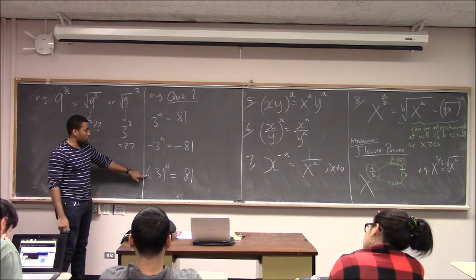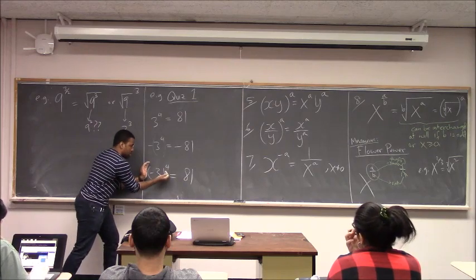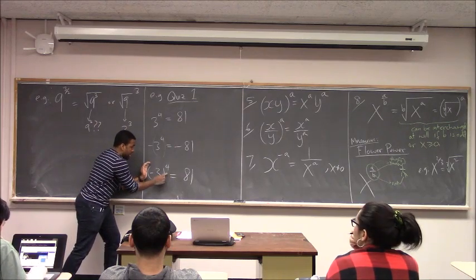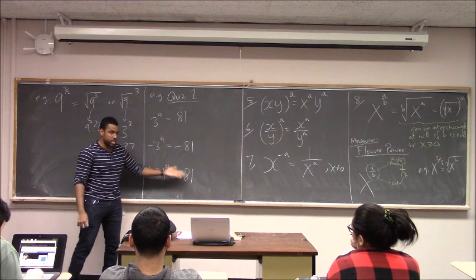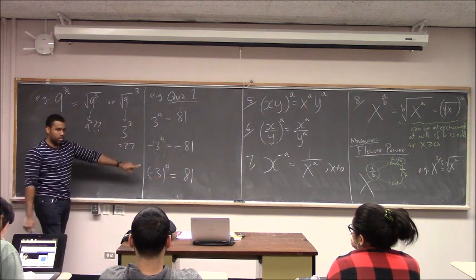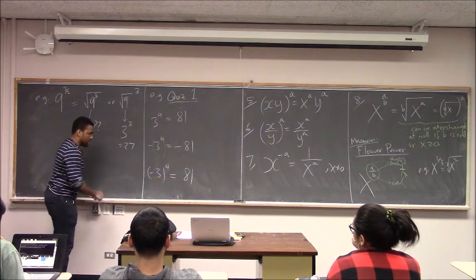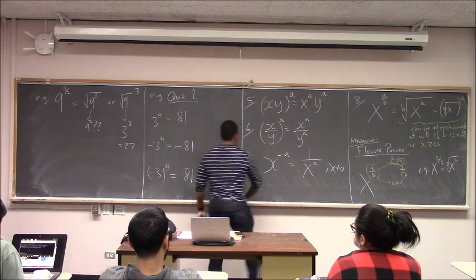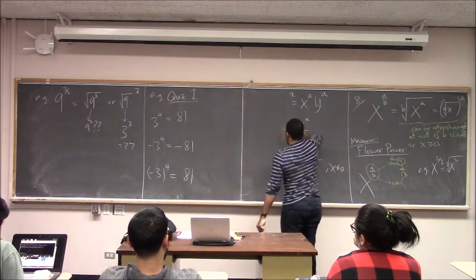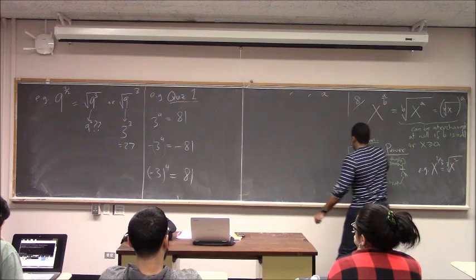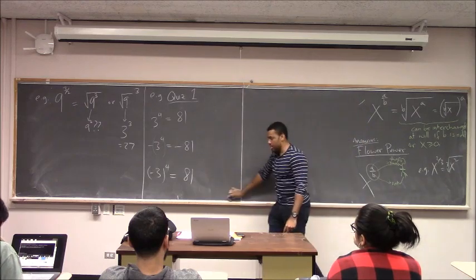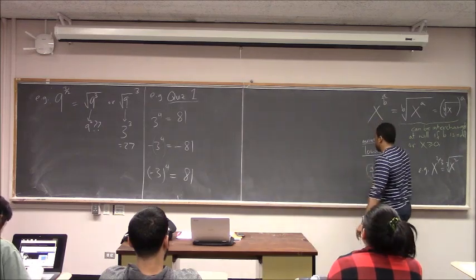In this case though, PEMDAS says, work out what's in parentheses first, which is a negative number, and then you raise a negative number to an even power that makes it a positive number. So careful of those little mistakes there. Quite a few people make mistakes there, more than should make mistakes there.